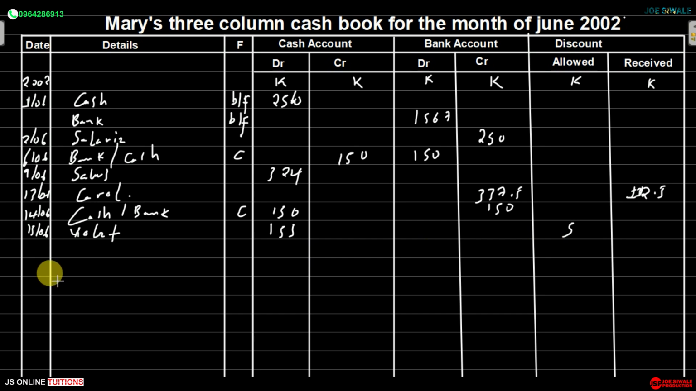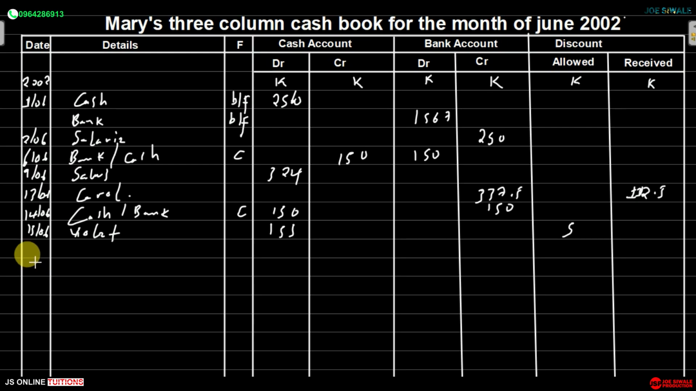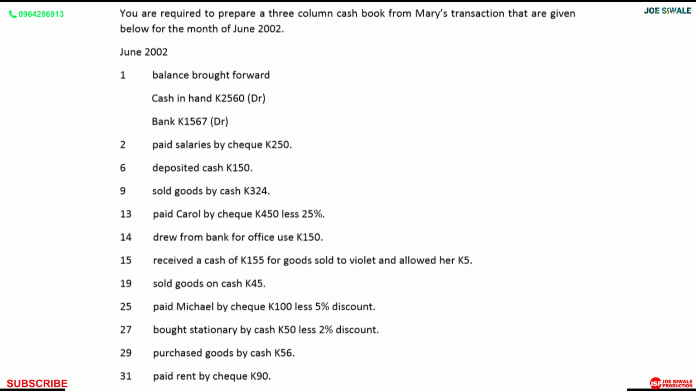Then on the 19th of June, sold goods on cash amounting to 45 kwacha. So this type of transaction is bringing money into the business, which means we're going to debit the cash account. So on the 19th of June, we're going to say sales, the amount of 45.